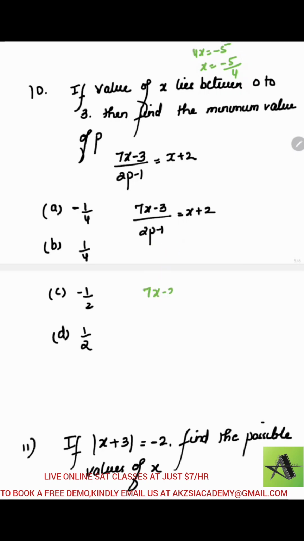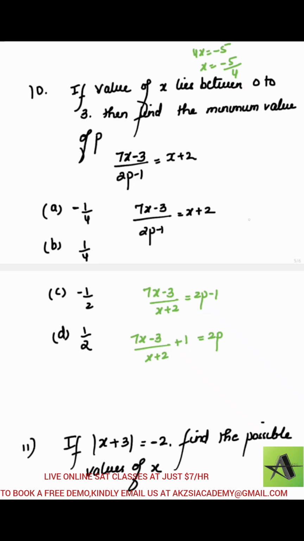7x minus 3 over x plus 2 equals 2p minus 1. I just swapped it. This is called cross multiplication. So 7x minus 3 over x plus 2 plus 1 is equal to 2p. Because the value of x lies between 0 to 3, let me put in the values.